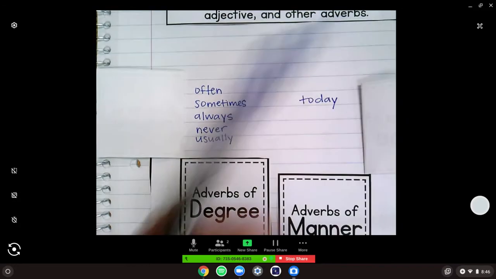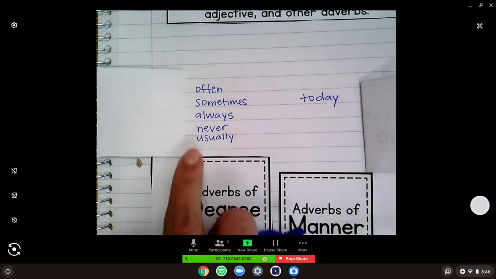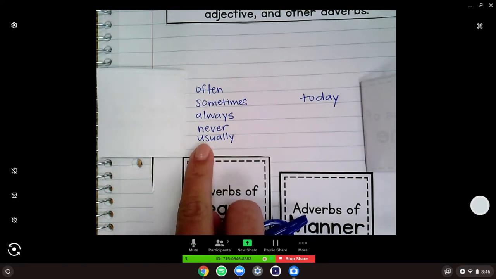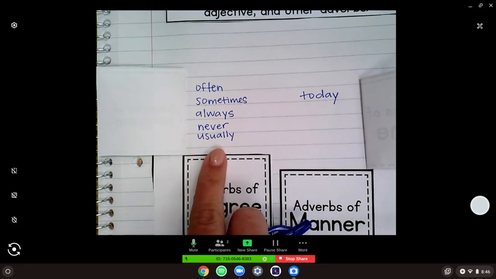Brooke? I actually have a question. Okay. Just tell me your question, please. Unusual sounds like after the U it sounds like it has an N. Unusual does, but this is usually. It's a different word. Yep. Unusual would, but this is usually.